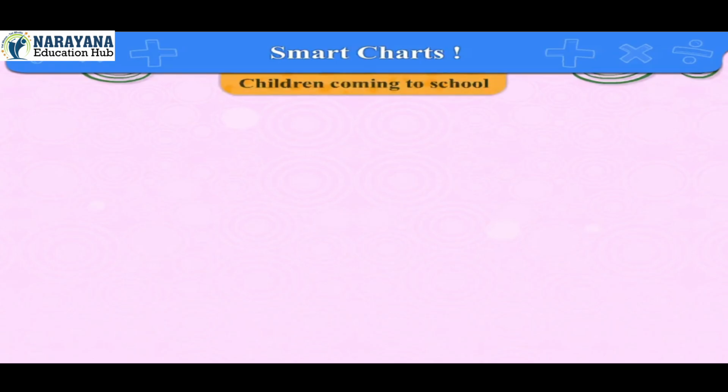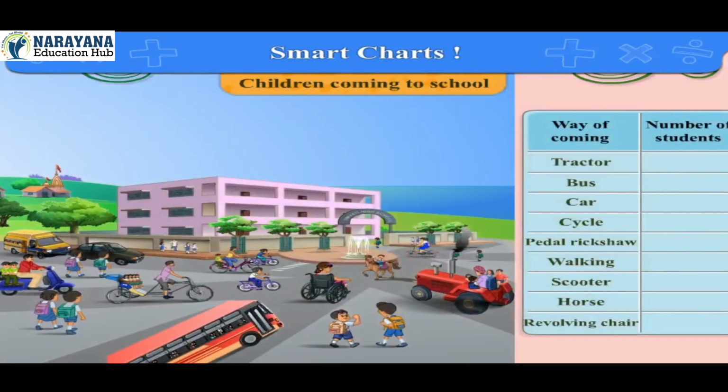Children coming to school. The picture shows how students come to school. On the basis of this picture, we will fill in the table. The table has 2 columns. The first column shows how children come to school, that is, their way of coming, and the second column shows the number of students who come by that way.